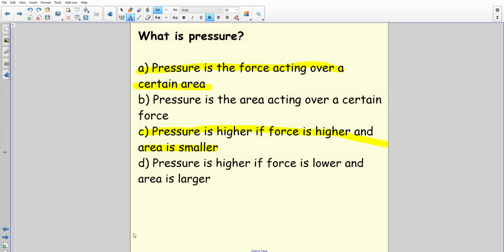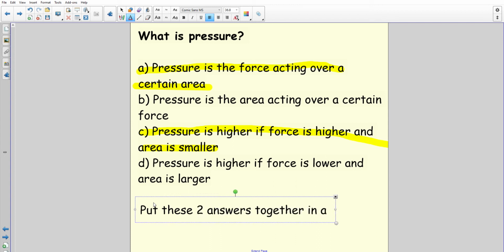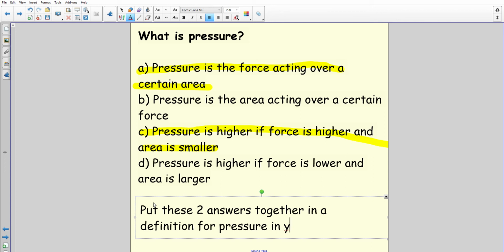Now, what I want you to do is to put these two answers together in a definition for pressure in your books. So I'll write that up so when you pause it, you know what you're doing.